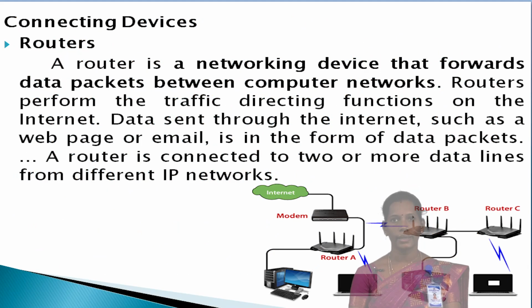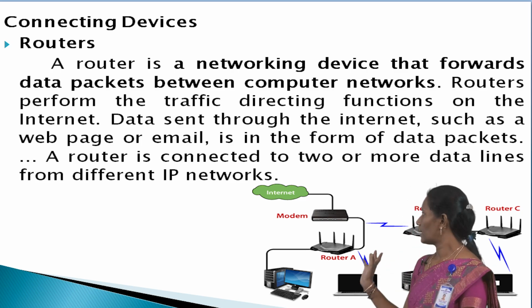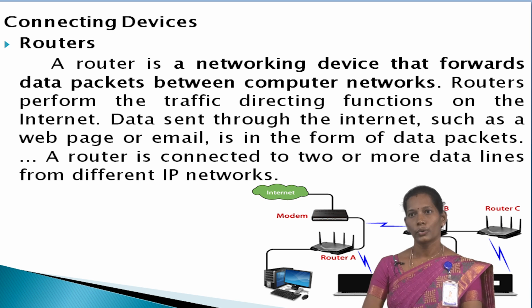Next one is connecting devices. First one, routers. A router is a network device that forwards data packets between computer networks. Routers perform the traffic directing function on the internet. Data sent through the internet, such as a web page or email, is in the form of data packets. A router is connected to two or more data lines from different IP networks. That is the model of the router.